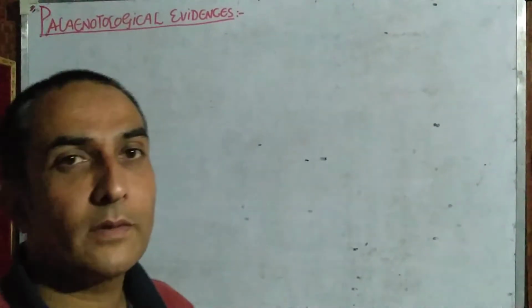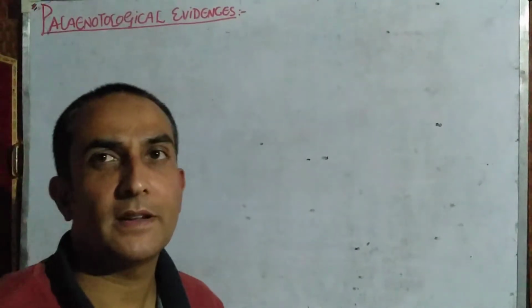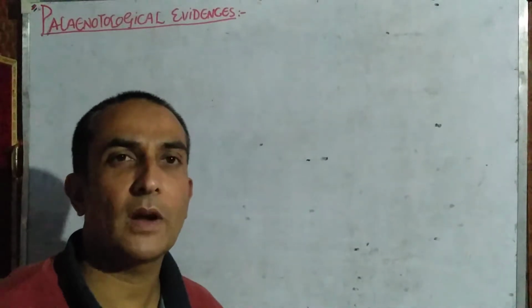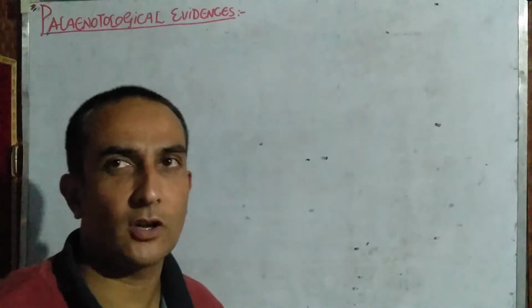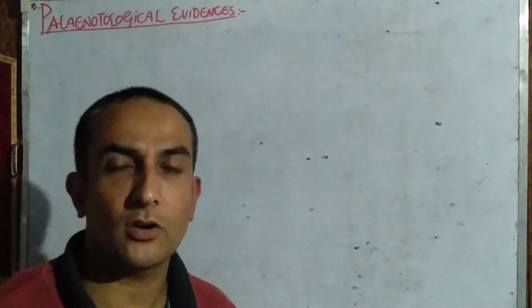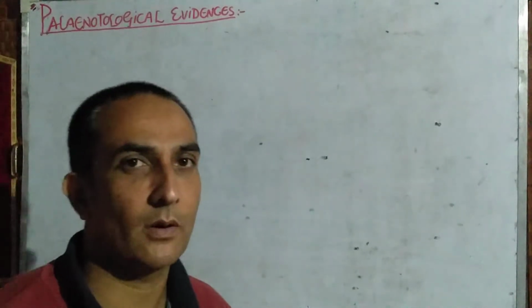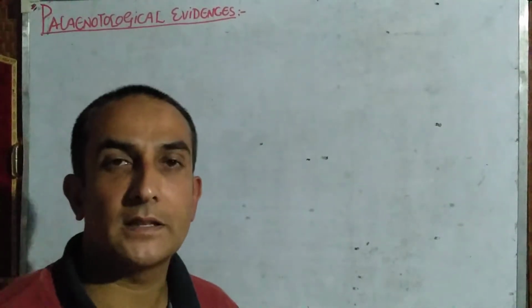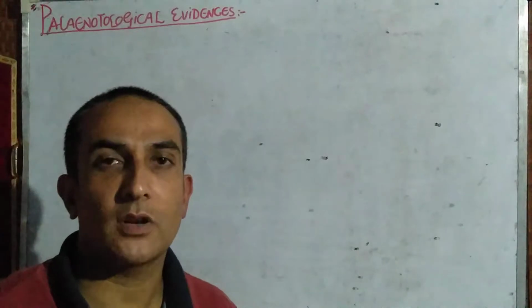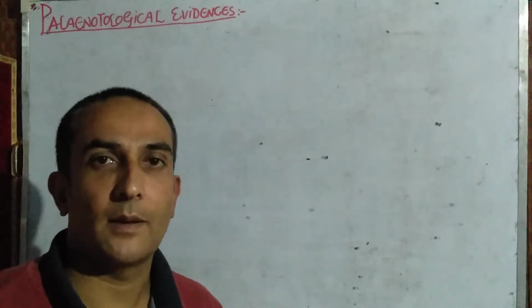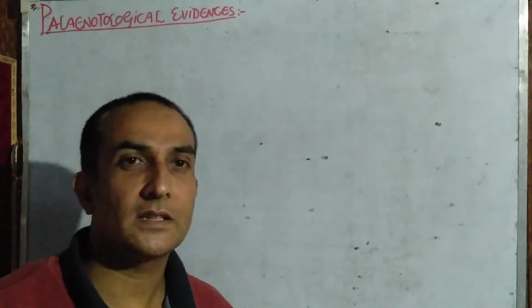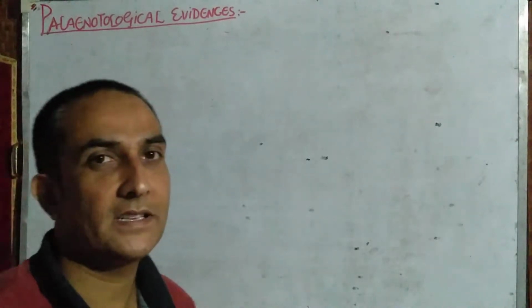So here we are with the third lecture on the paleontological evidences in favor of evolution. Earlier we have discussed two lectures regarding the paleontological evidences. You already know that paleontological evidence are the fossil evidence in favor of evolution. So far as the definition of the fossils and the types of fossils, we have discussed about that. In this very lecture, there's a remaining portion of the paleontological evidences, that is the missing links.